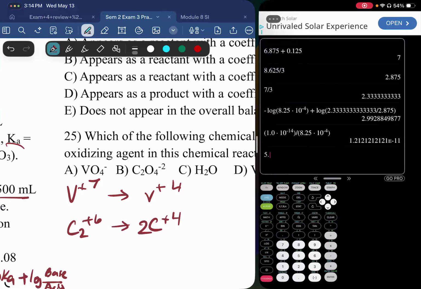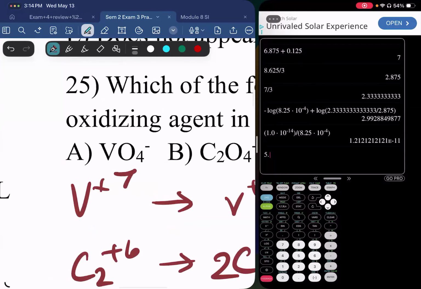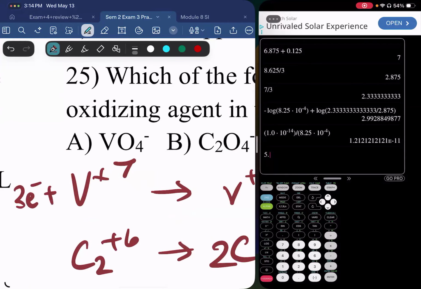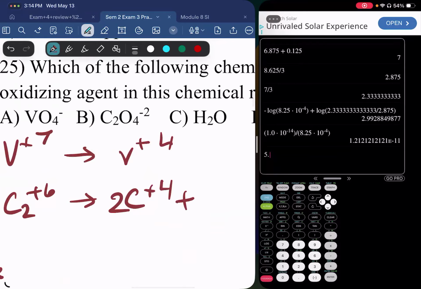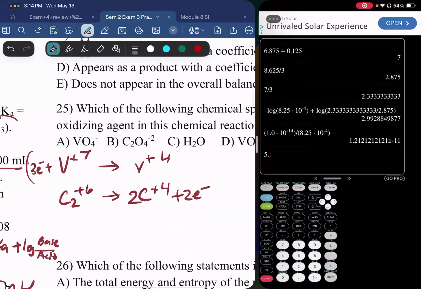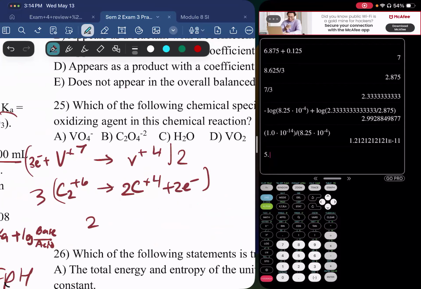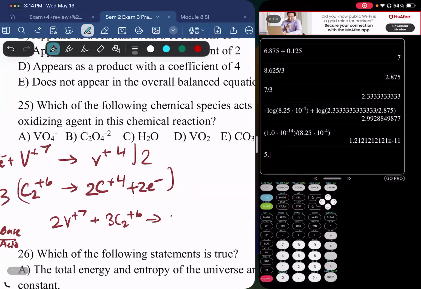And then after that, we have to balance it by charge. If something is becoming more negative, you're adding electrons. So there's going to be 3 electrons on the V side. On the carbon side, there's a plus 6 charge on the left and a plus 8 charge on the right, so there's going to be 2 electrons here. Because of that, this needs to be multiplied by 2, and this needs to be multiplied by 3. So the final formula you're going to get is 2V plus 7 plus 3C2 plus 6 yields 6C plus 4 plus 2V plus 4. And we can see if this is balanced. So plus 14 plus 18, this is 14.